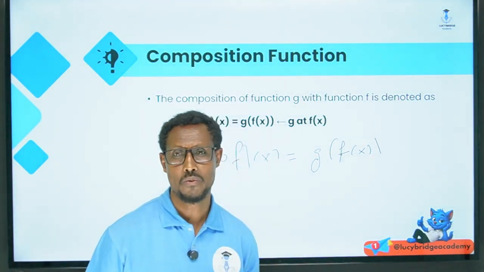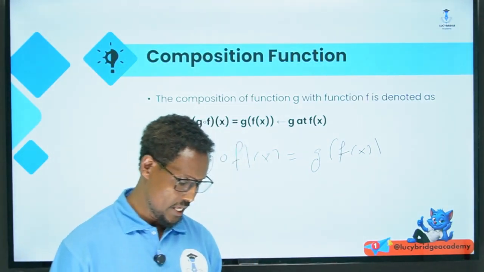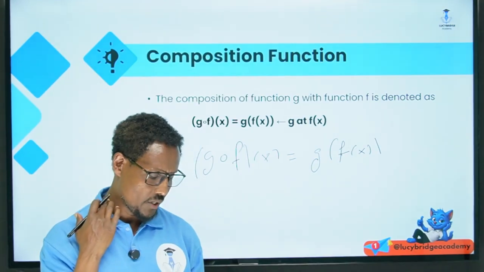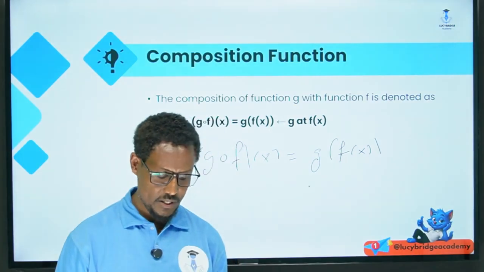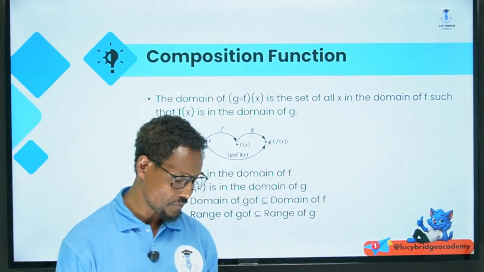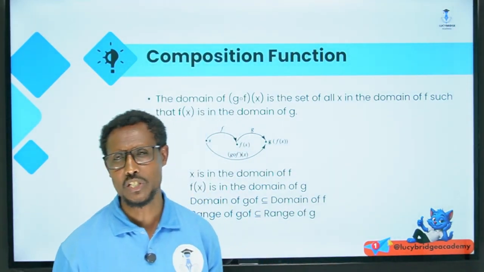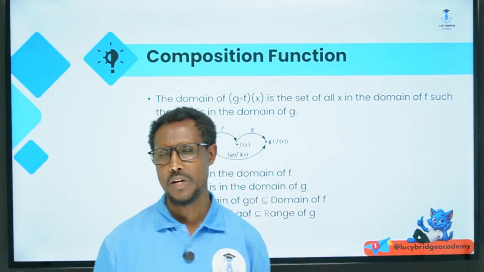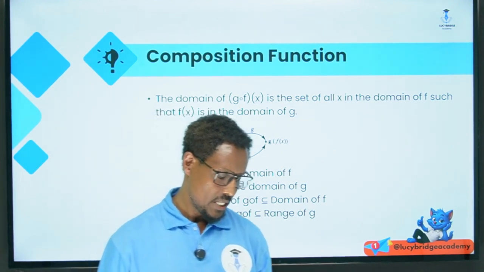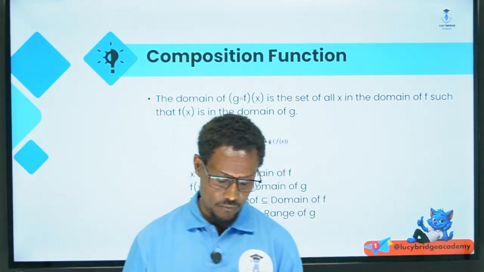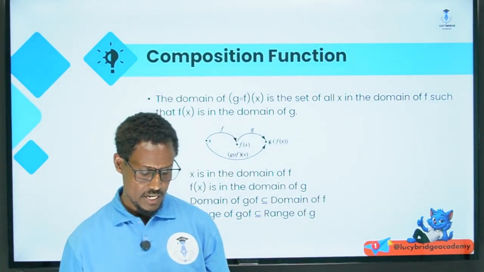This is the composition of g with a function f. Okay, simply g of f of x ማለት ነው። The domain of g of f of x, or sometimes we call it g circle f, means g of f of x, right? The composition of g and f. Okay, the domain of g of f of x is the set of all x in the domain of f such that f of x is in the domain of g.